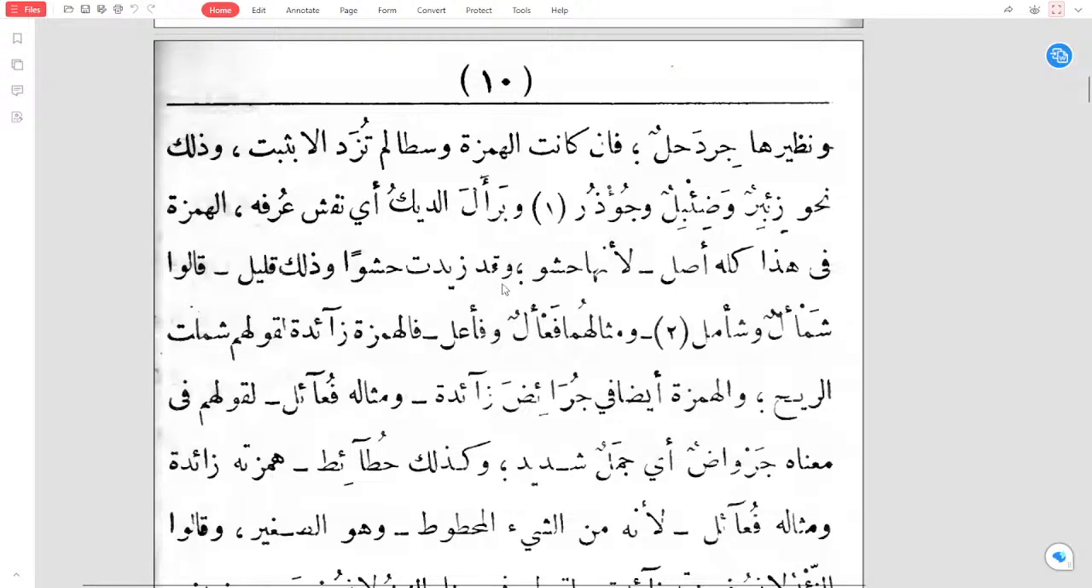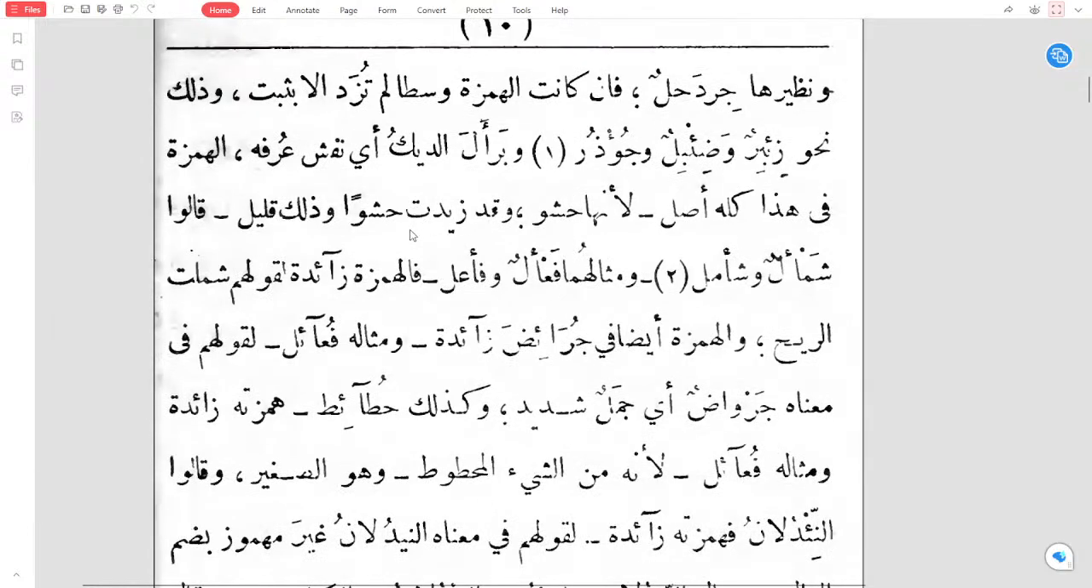والهمزة في هذا كله أصل لأنها حشو. The hamza is a root letter in all of these because it is in the middle. It's a hashw, it's in the stuffing, it's in the center. It is not at the beginning. وقد زيدت حشوا وذلك قليل, and it has been brought in the center. When it is in the center of the word, then sometimes, this قد is for تقليل, it can be extra. وذلك قليل, and this is very rare.